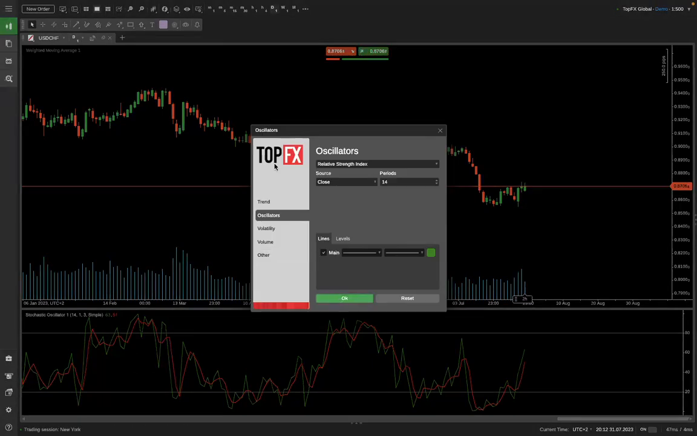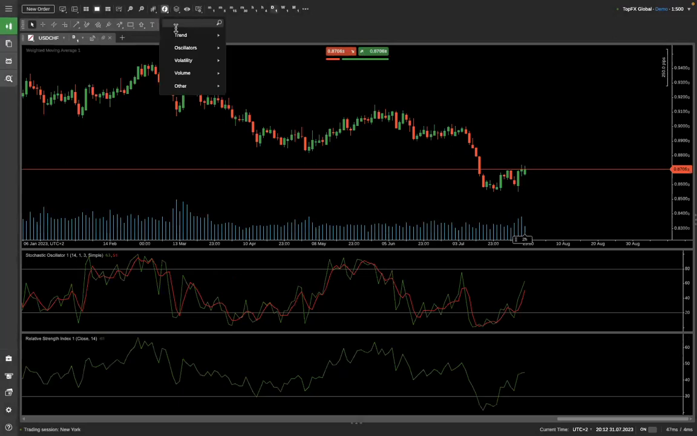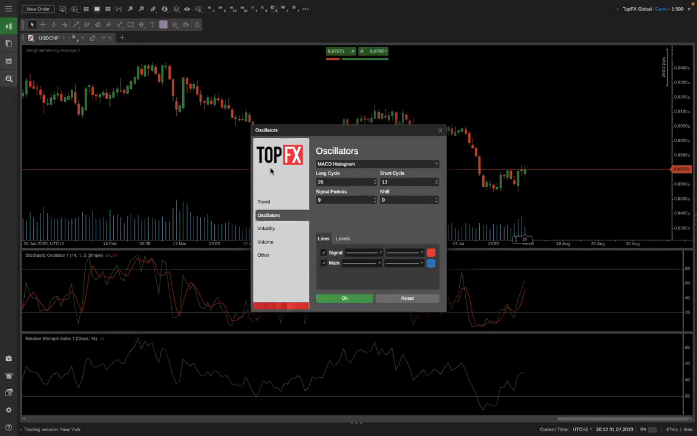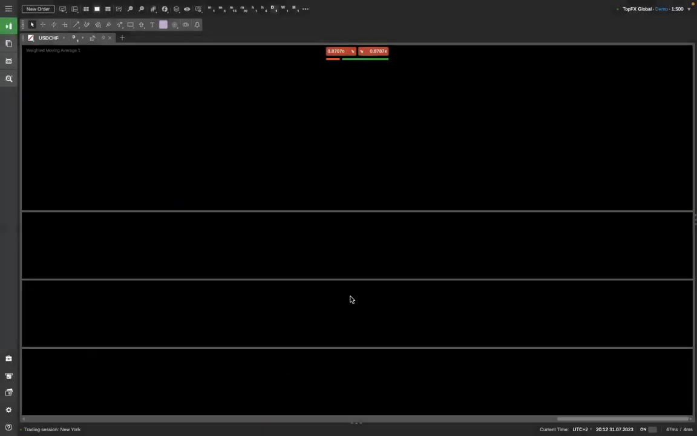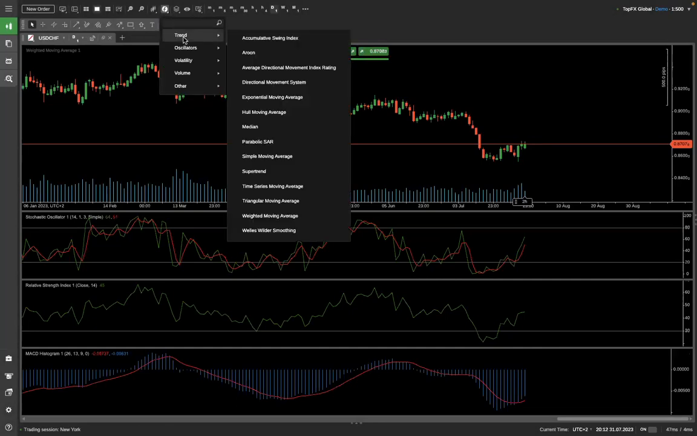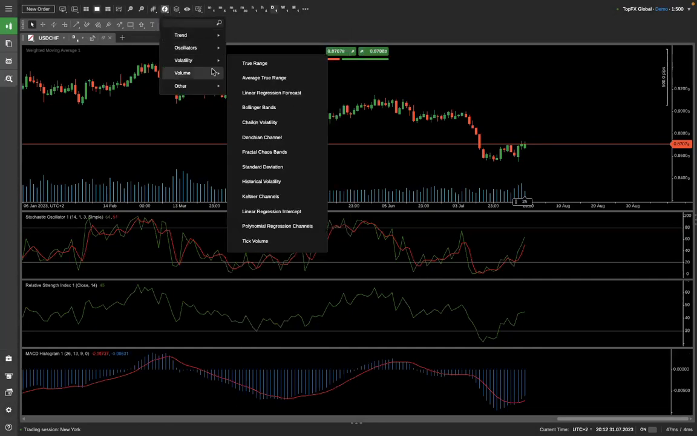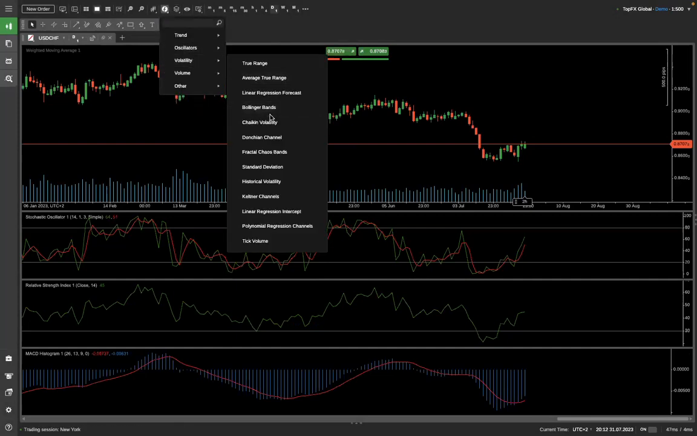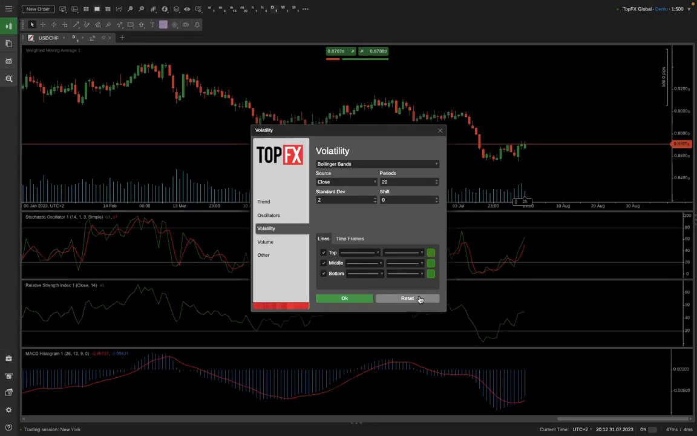Not a problem. Let's just apply it. MACD. MACD is very popular as well. So you got the MACD histogram, for example. And of course, one more that we didn't talk about, and let me just apply it to the chart. So there are the Bollinger Bands. Okay, so the Bollinger Bands are again a volatility indicator. So let me just apply the Bollinger Bands for you guys. There you go.